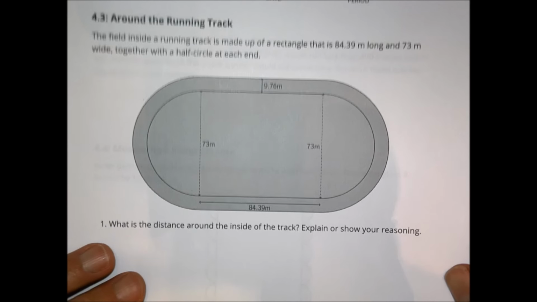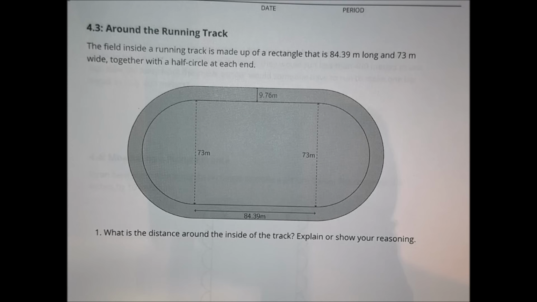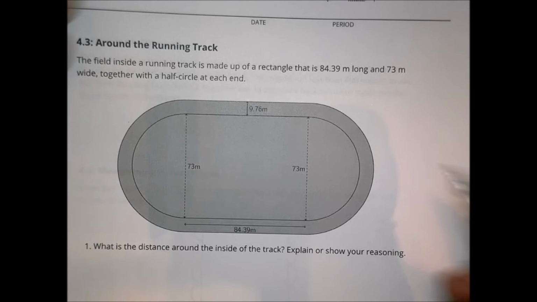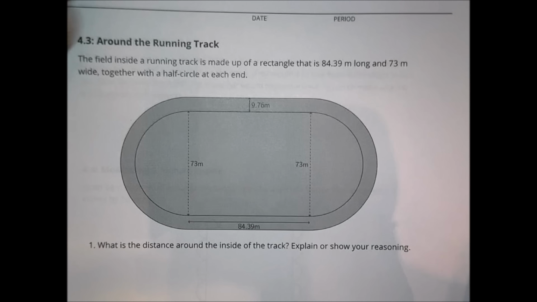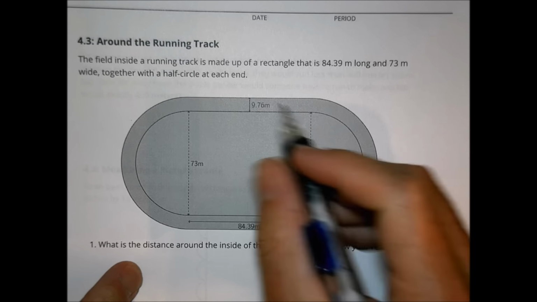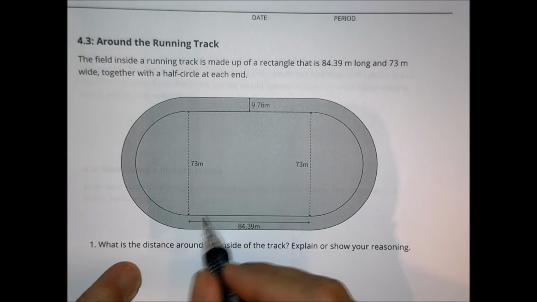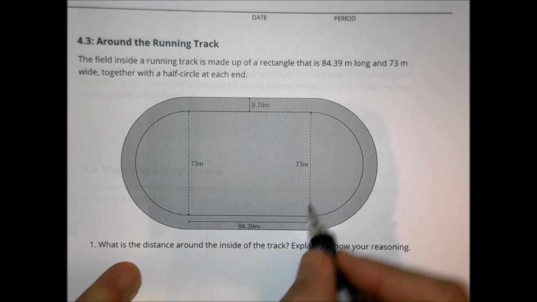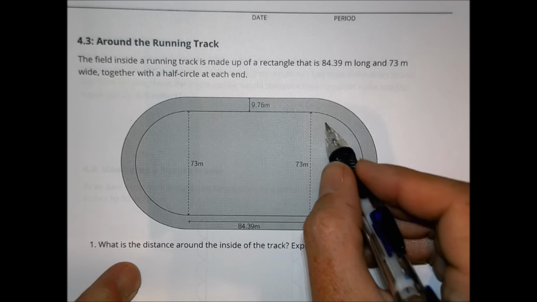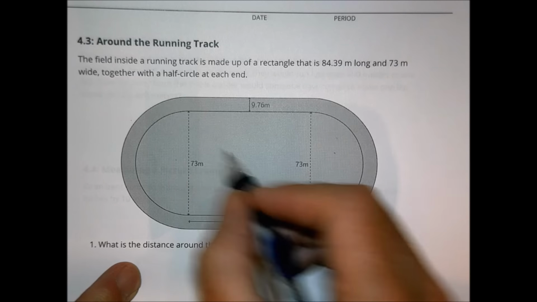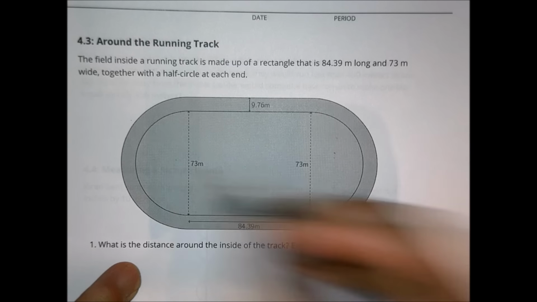The next question is about a track and running around the track. It's a great question, and one that I've actually done in real life in making a track for a team to run on in the grass. Lots of fun. So it says a field inside a running track is made up of a rectangle that is 84.39 meters long and 73 meters wide, together with a half circle at each end. So you have a rectangle there and a half circle here and here.